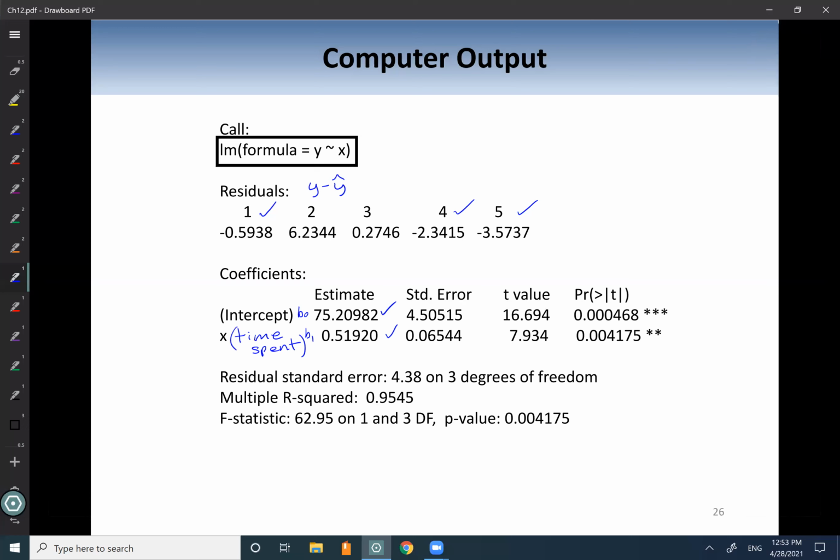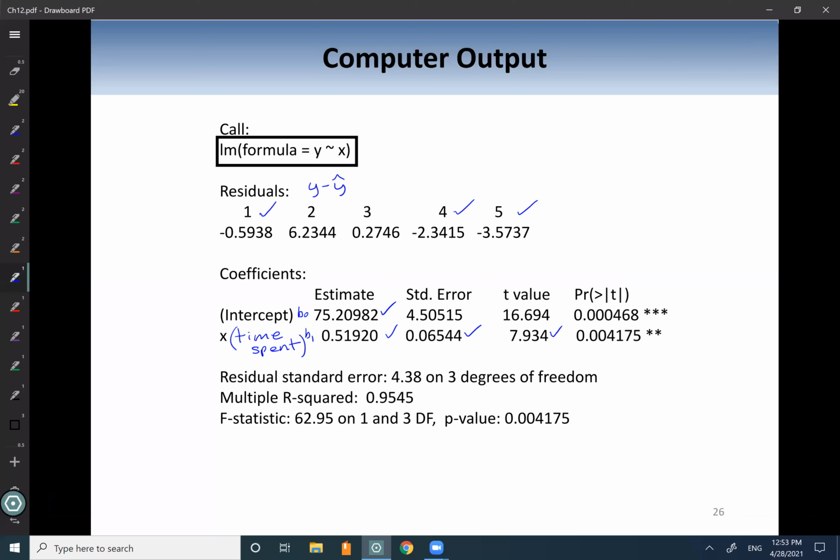In the next column are the standard errors for those coefficients. For the intercept, it's 4.5, and for the slope, it is 0.06544, and that is what we calculated. And then we also calculated 7.934, something like that, it was very close to that. So that's good. There's a little bit of rounding difference there.